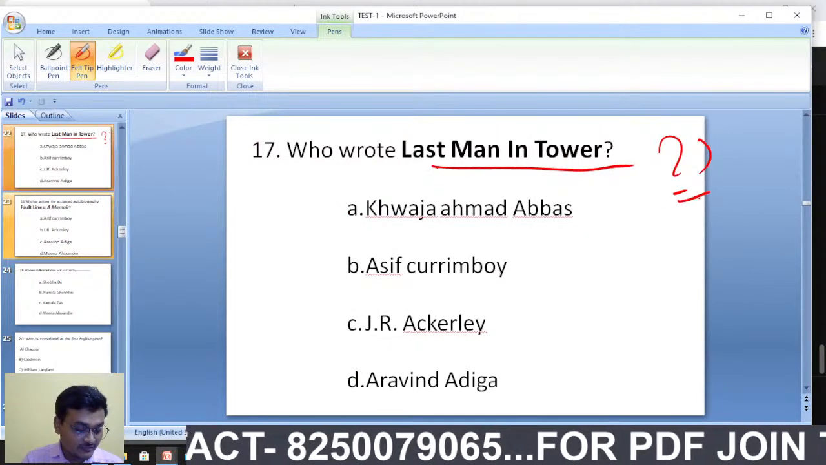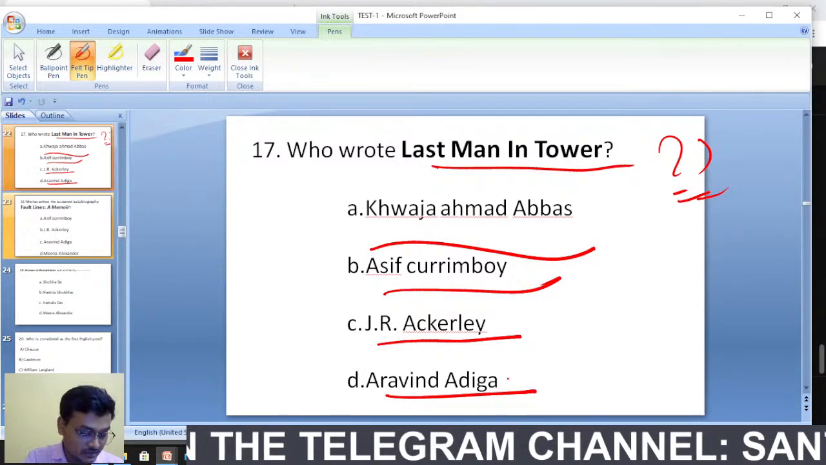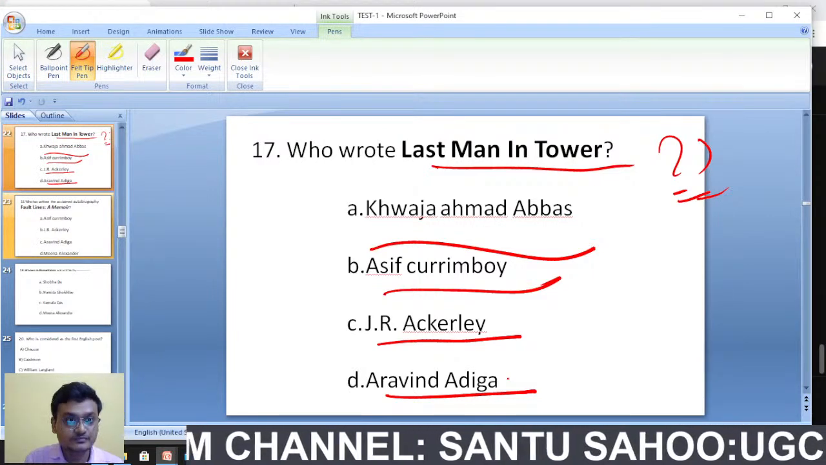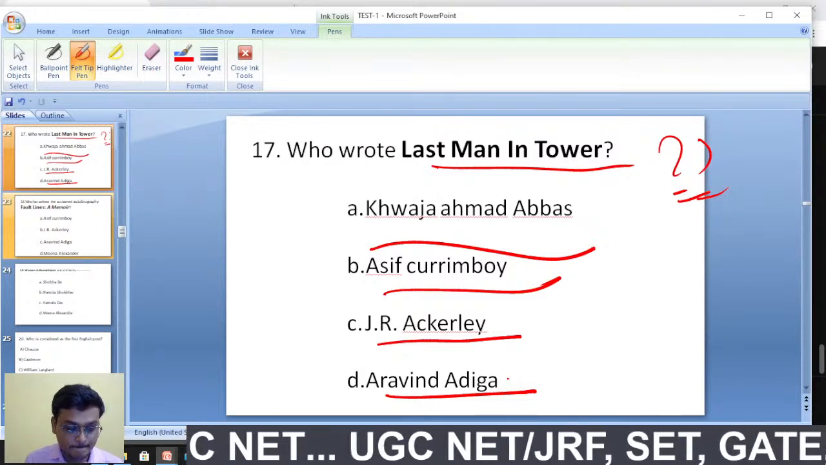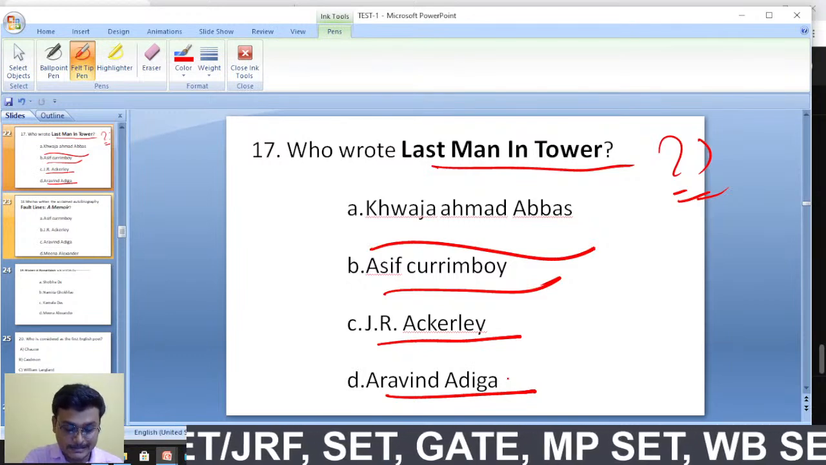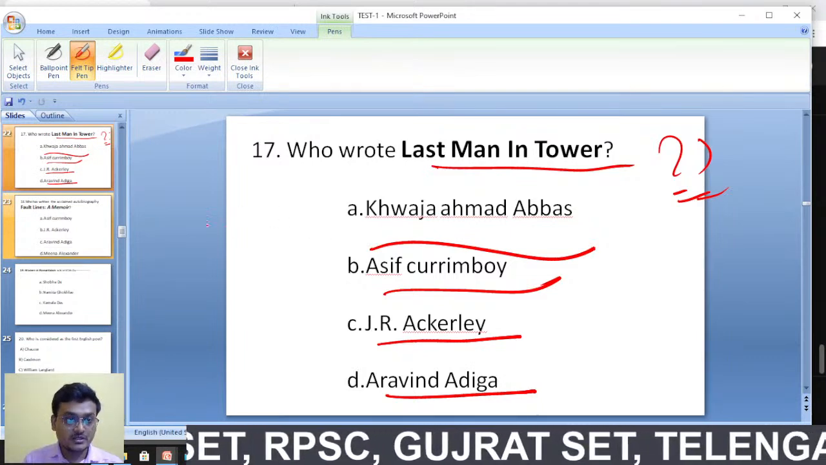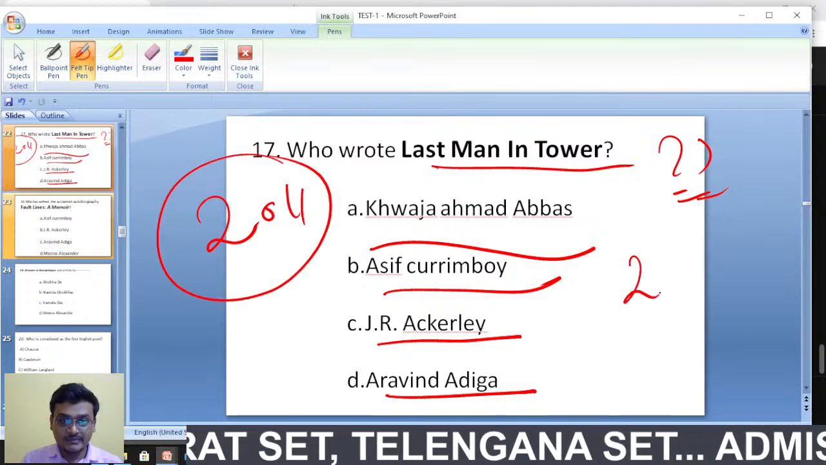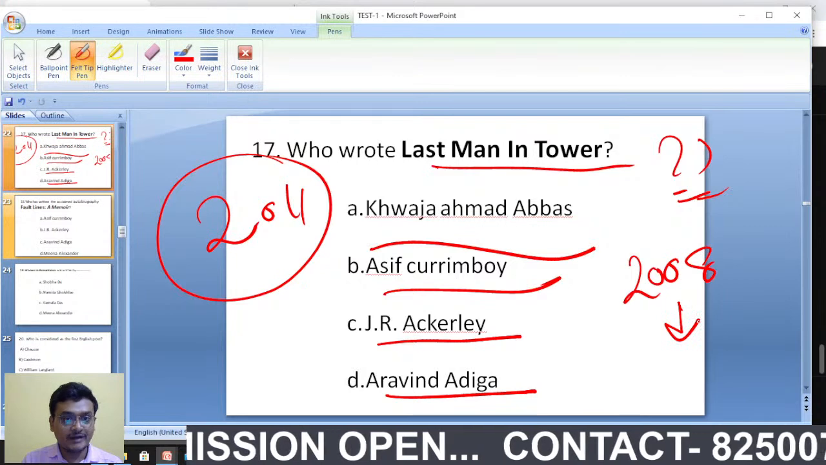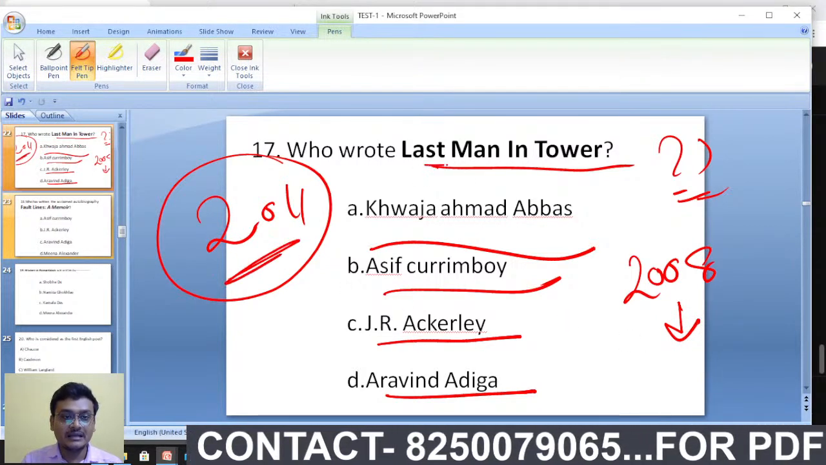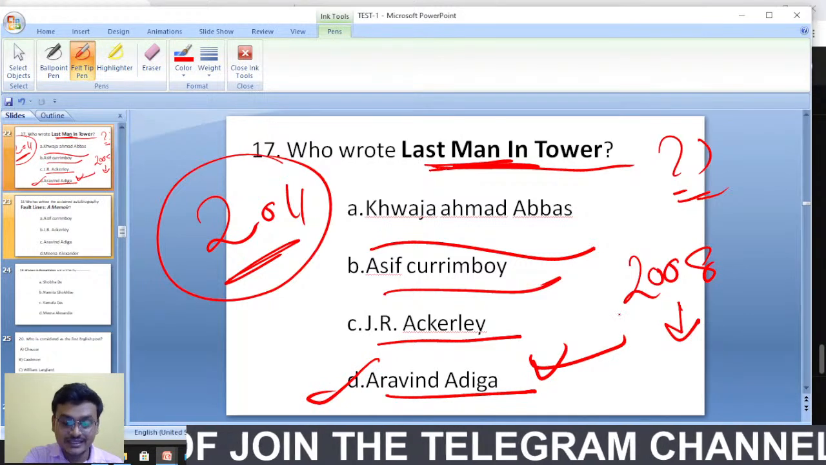Who wrote The Last Man in Tower? Khwaja Ahmad Abbas, Asif Currimbhoy, Anil Nauriya, Aravind Adiga. So who wrote The Last Man in Tower? Exactly. When was it published? In 2008 came The White Tiger, okay? And in 2011 what came? The Last Man in Tower by Aravind Adiga. So it was published in the year 2011.